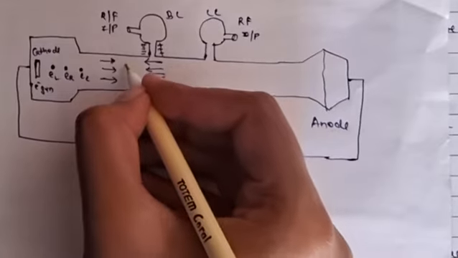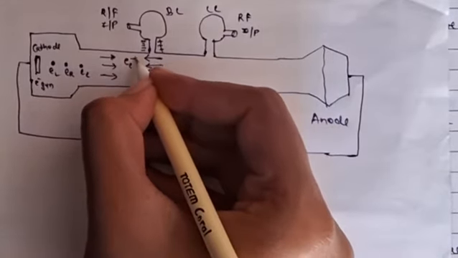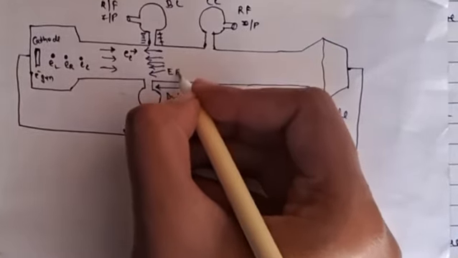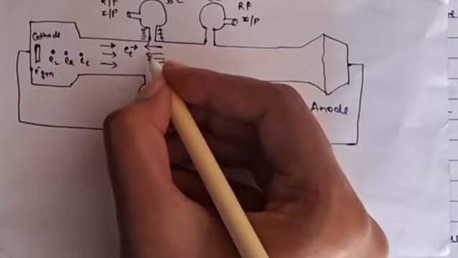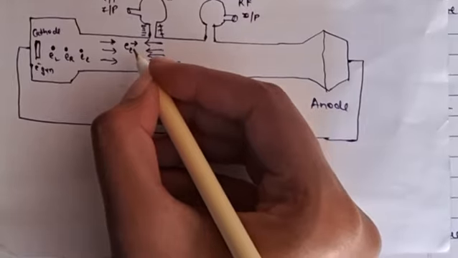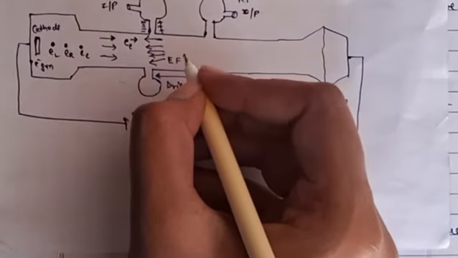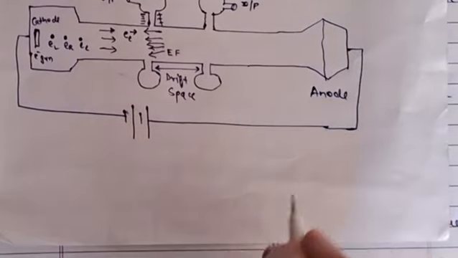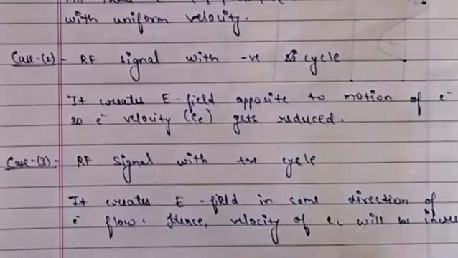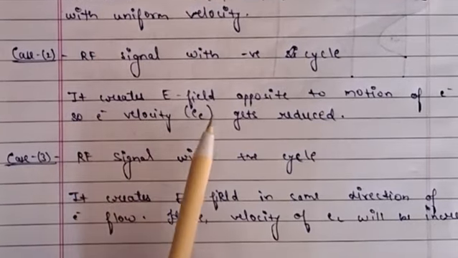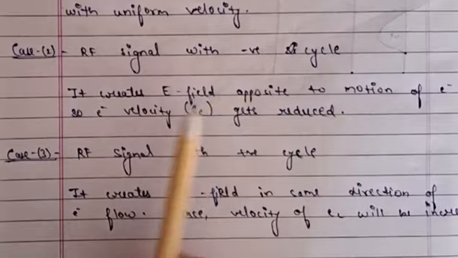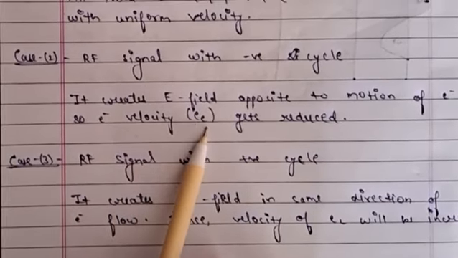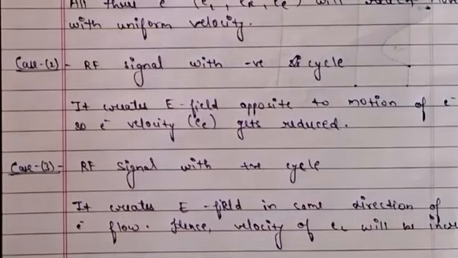So for example, the early electron which was moving in this direction gets hindered by the electric field which is in opposite direction of its motion, and hence the speed of early electron will be reduced. I have written the same point here. It creates electric field opposite to motion of electron. So the speed of early electron gets reduced.